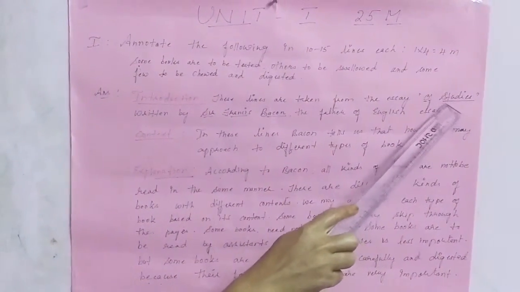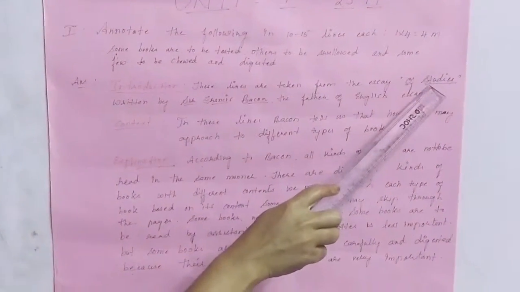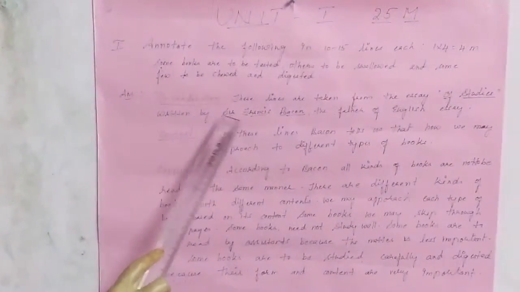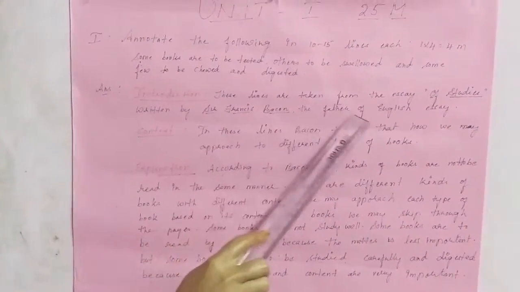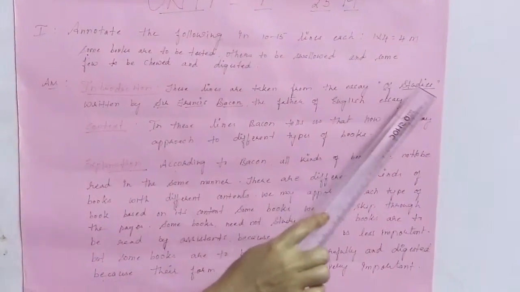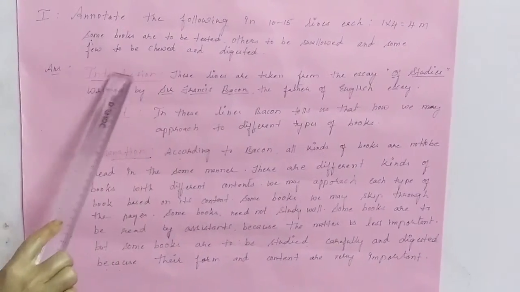So first of all, you have to write where these lines are taken from: the lesson name, the essay name, Of Studies, written by Sir Francis Bacon, the father of English essay. So these two, the lesson title and the writer name, should constitute the introduction.